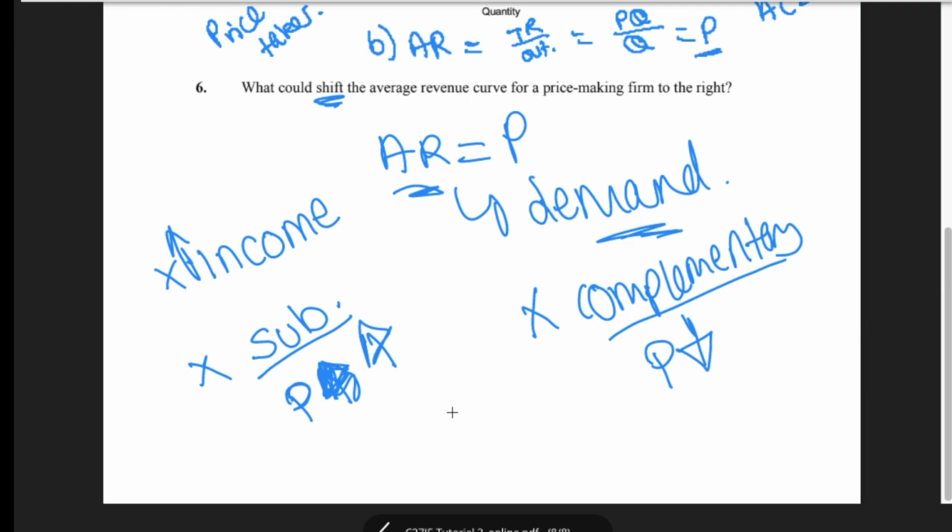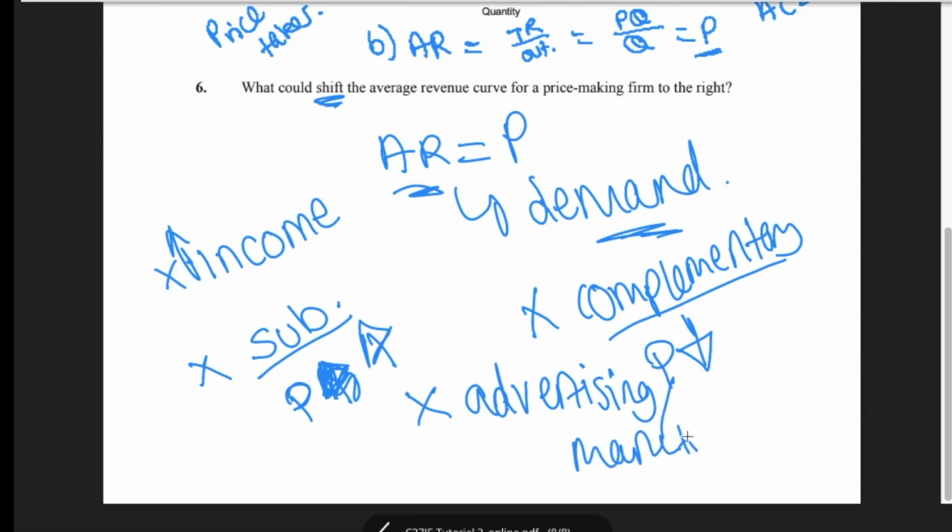There's one more thing that I would quite like us to get at. So in last tutorial, we had a whole question on it. And I said that firms spend a lot of money doing this because it increases demand. Ads, perfect. Advertising or marketing. So if they were to increase advertising or marketing, it is likely that it would increase demand and it would shift the average revenue curve for a price-making firm to the right. So there are all the possible options.